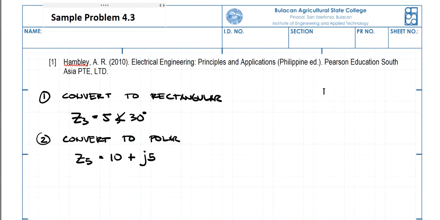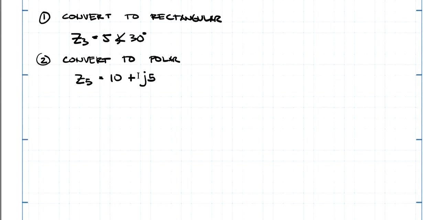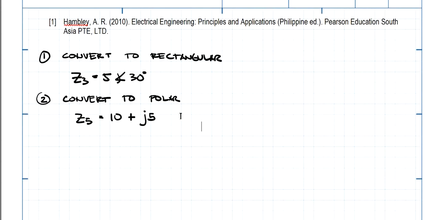Okay, so let's do some computations. Sample problem 4.3, another reference that we have. We're asked to convert a rectangular to polar, given in polar form, and we need to convert it to rectangular. Then another one is given initially in rectangular, and we are to convert this to polar form. Okay, so to do that, maybe we can just write it here.